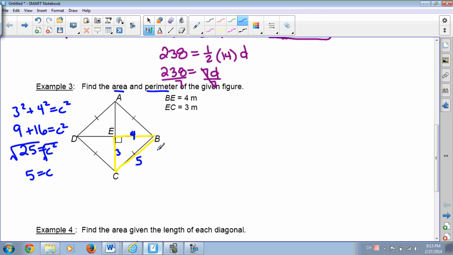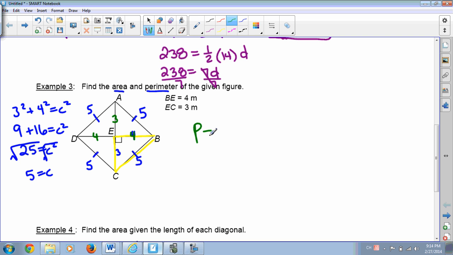Okay, so since this is a square, and you have all the tick marks here labeled, that means all the sides are congruent, so each side is 5. Also, with squares, we know that our diagonals bisect each other. So if this is a 4, then our other side over here has to be a 4. And E to C is 3, then that means A to E also has to be 3. So now we have found everything that we need to know about this square.